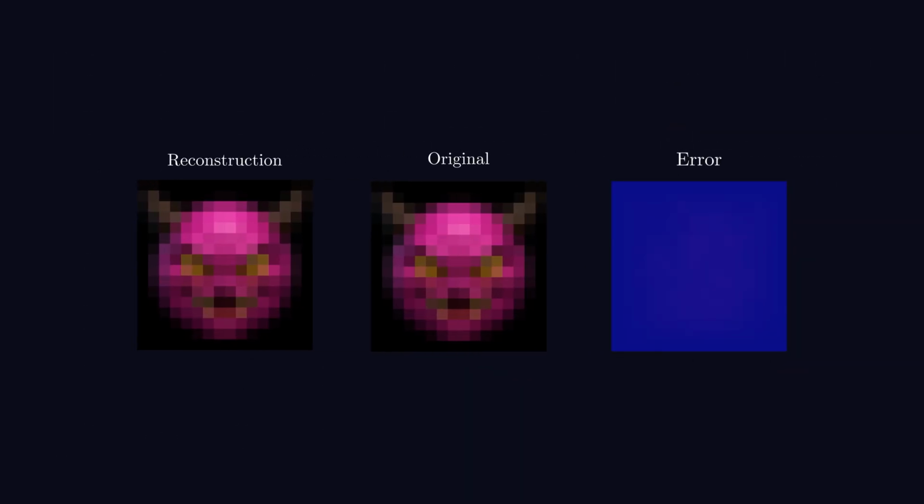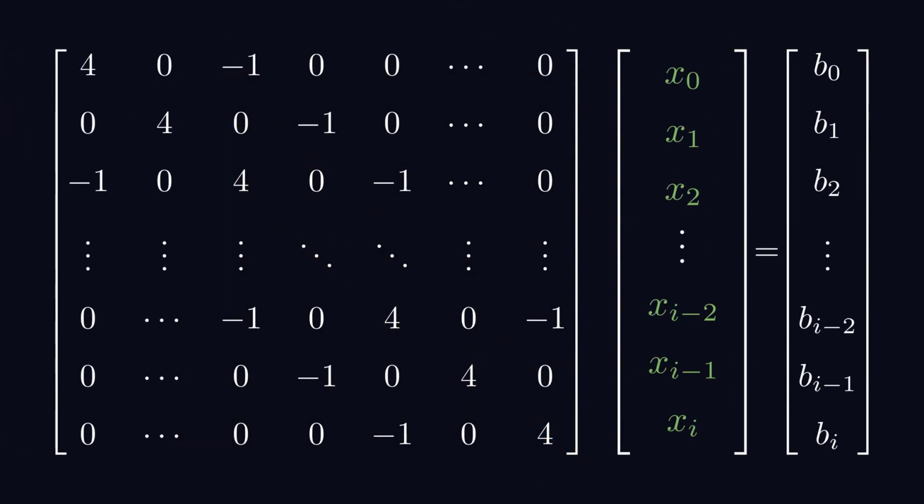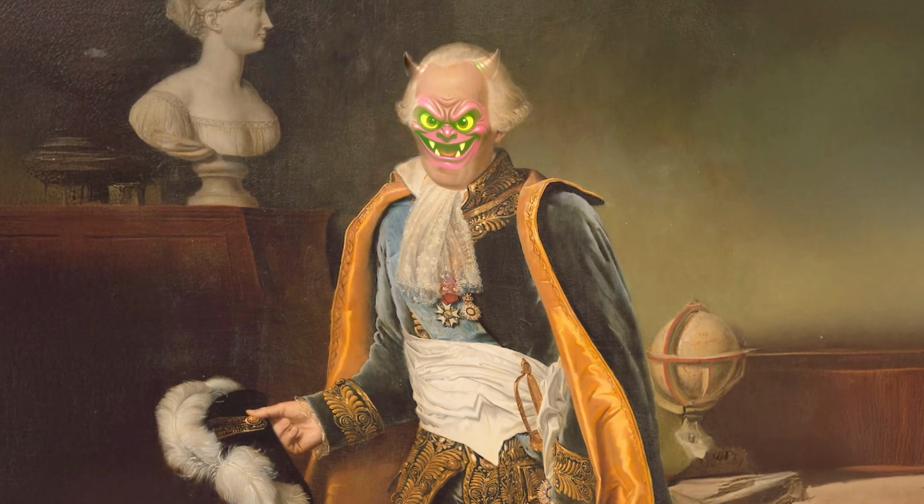Okay, cool. But what does all of this have to do with blending? I was getting to that. Let's pull a little switcheroo, and instead of reconstructing the image from the surrounding pixels of the demon, let's put it somewhere where it's not supposed to be. Let's use the pixels of Pierre-Simon Laplace. As you can see, it blends really nicely.